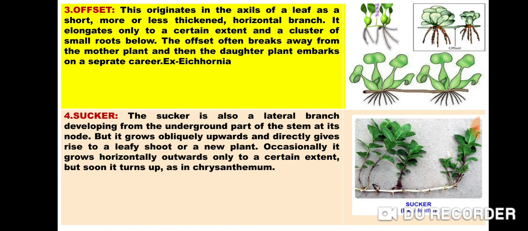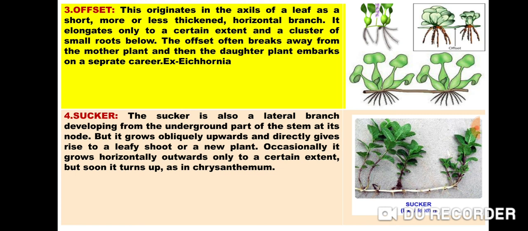Then third one is offset. This originates in the axils of a leaf as a short, more or less thickened horizontal branch. It elongates only to a certain extent and bears a cluster of small roots below. The offset often breaks away from the mother plant and then the daughter plant embarks on a separate career. The best example is Eichhornia.